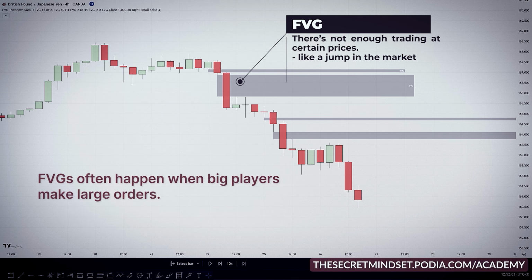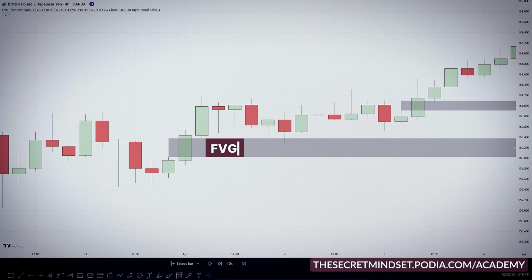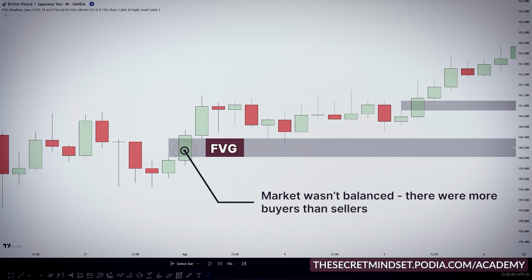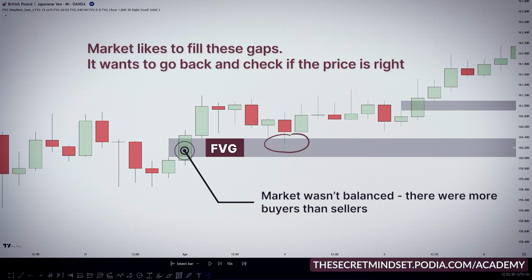These gaps often happen when big players make large orders. They can take all the available trades, leaving a gap. The market wasn't balanced. On one side, there were more buyers or sellers than on the other. And this imbalance can give us clues about where the market might go next. Fair value gaps often act like magnets, and the market likes to fill these gaps. It's like the market wants to go back and check if the price is right.